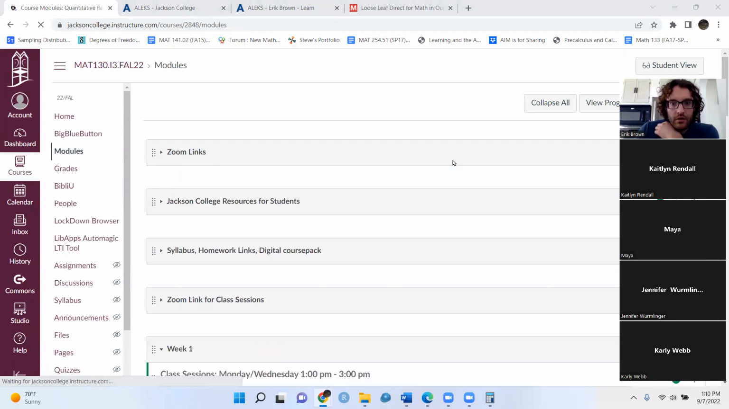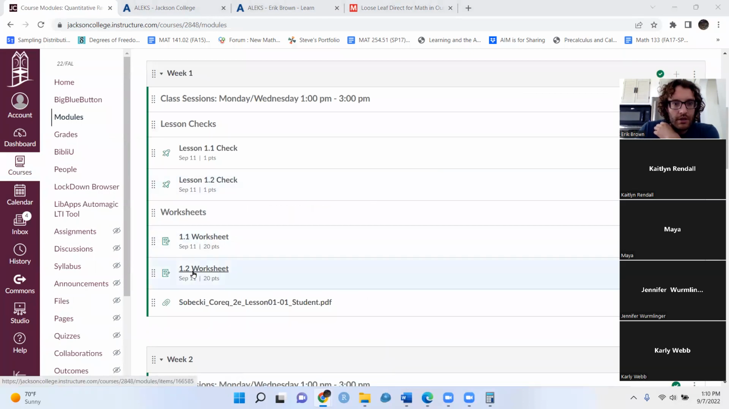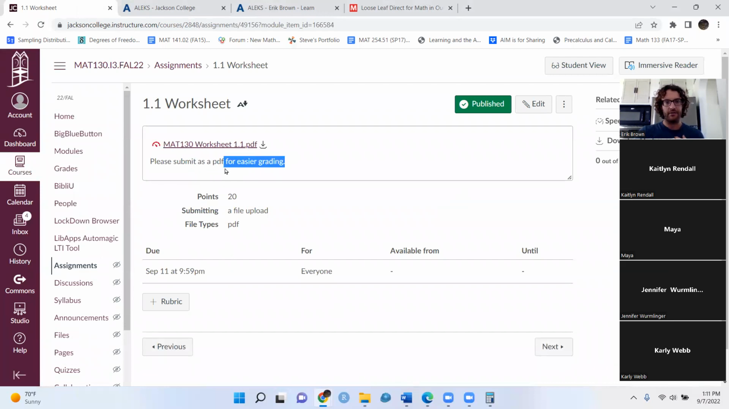So these worksheets are here. There has been no due date that's passed for anyone. So if this is your first day here, welcome. And your first due date is September 11th for everyone. These worksheets, I have them set so that they need to be submitted as a PDF.